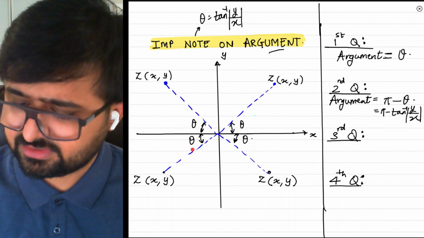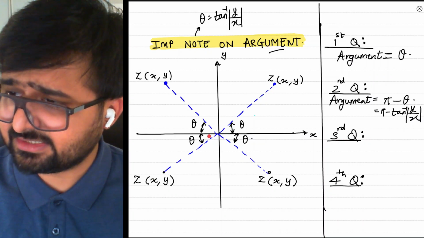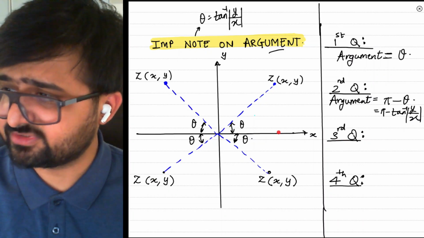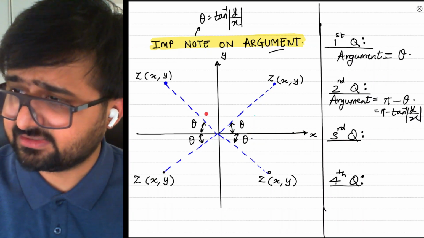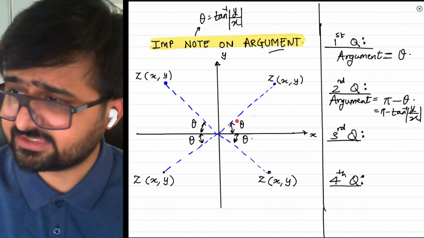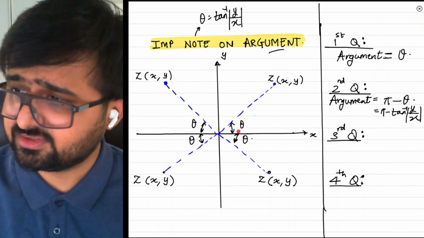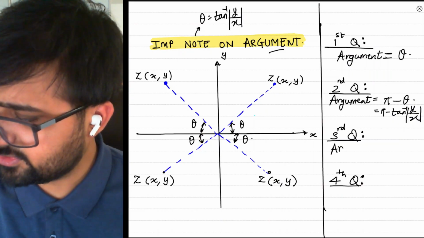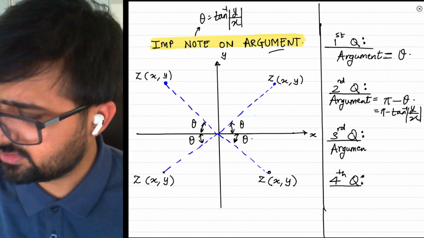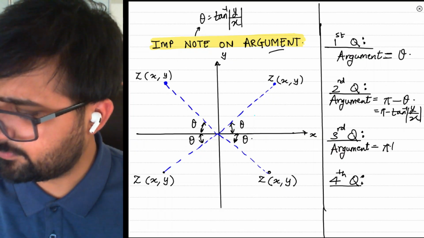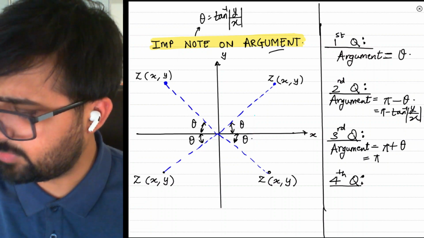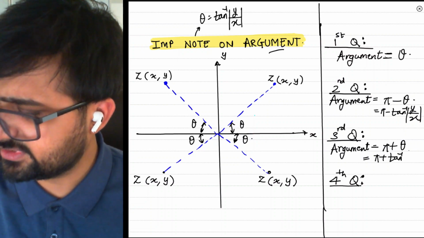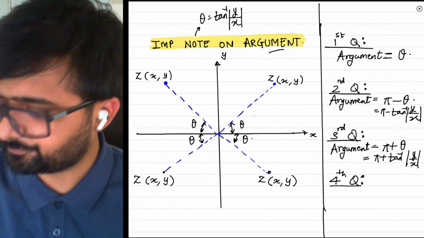In the third quadrant, the angle that the line OZ makes with the positive x-axis is this angle, all the way from the positive x-axis to this line. We know this straight line is pi, and this is theta. So in the third quadrant, your argument will be pi plus theta, or pi plus tan inverse y by x.